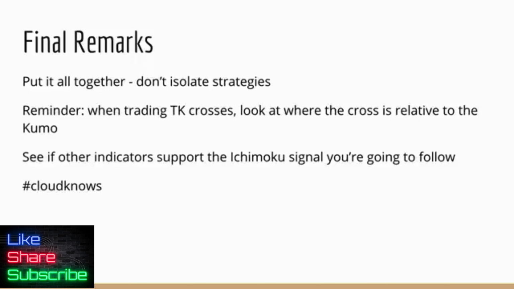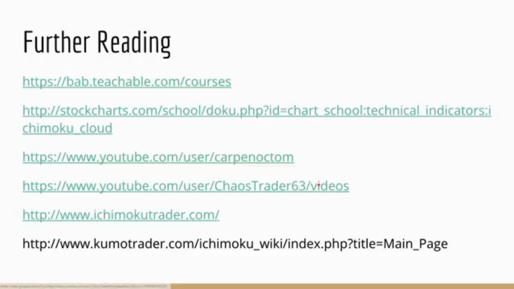And then, in general, this is just, I suppose, broad advice. See if other indicators support the Ichimoku signal you're going to follow. Look for confluence between what the cloud's telling you and other indicators.